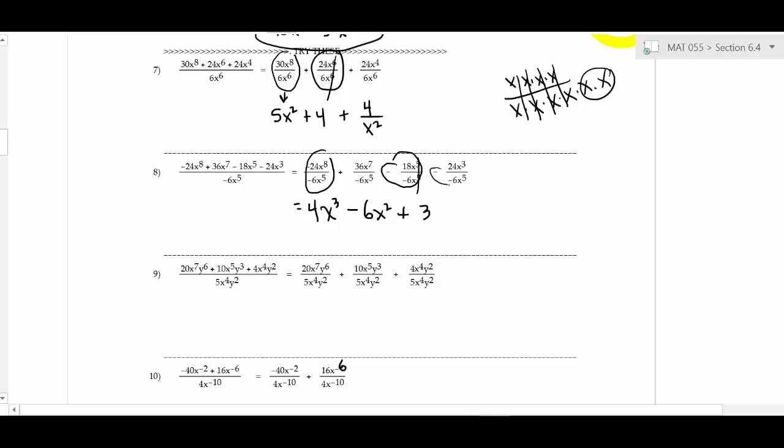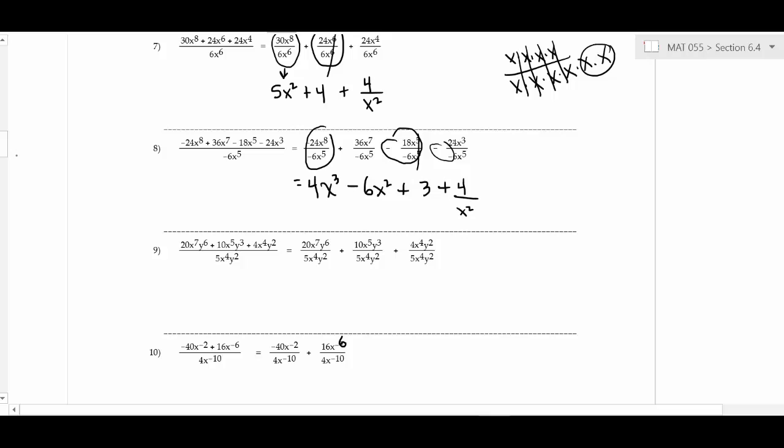Next one's the same way. Got a positive, 24 divided by 6 is 4, and what's left over? X squared in the bottom. Okay, you guys understand why it's left in the bottom? Write it out like I said if you have to. So that would be the answer.